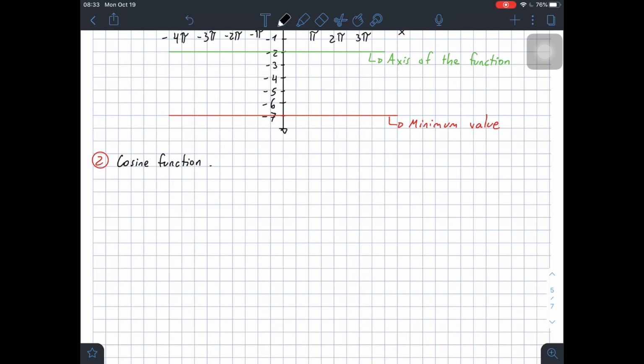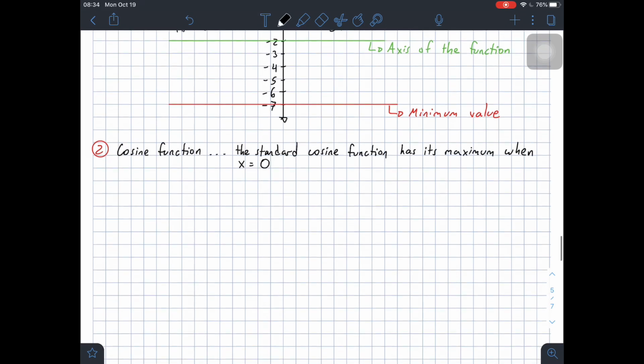Why is this important to identify? Because we would know where the parent function starts, right? So let me write this like this. The standard cosine function has its maximum when x is equal to 0. That's what we know about a standard cosine function.